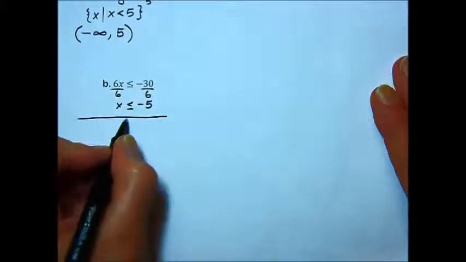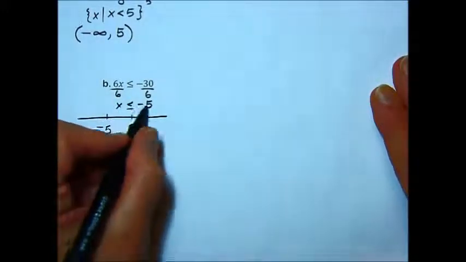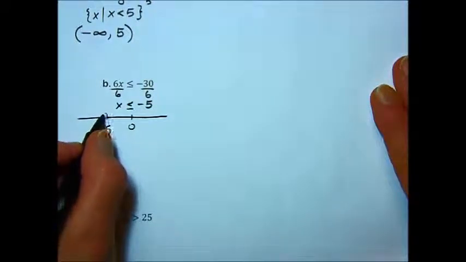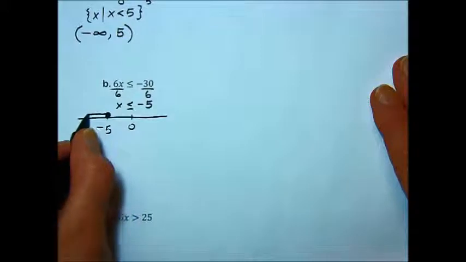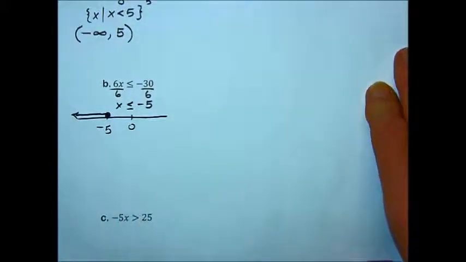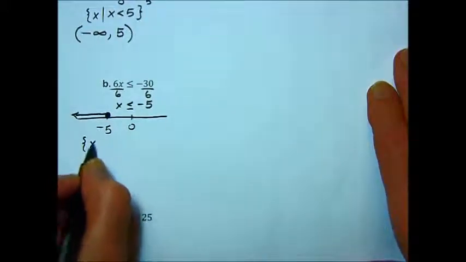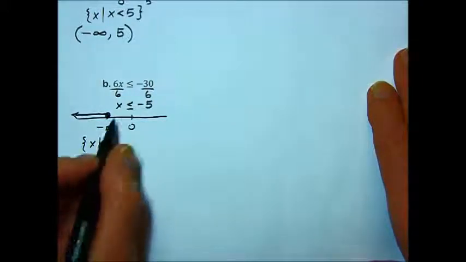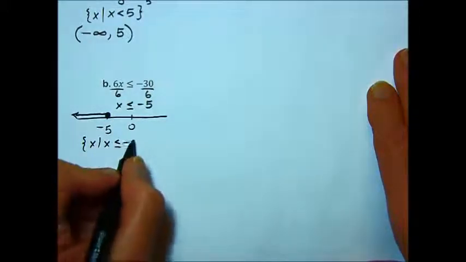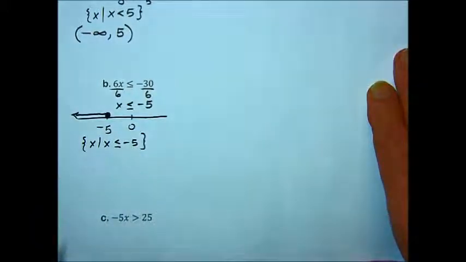Graphically, what does that look like? Here's our number line. X is less than or equal to negative 5. Since it's less than or equal to, we'll use a solid point, and less than is headed off to the left. So there's a graph. Solution expressed in set builder notation would be all the values of x such that x is less than or equal to negative 5. All we need is some kind of rule. You could write that out if you wanted to.